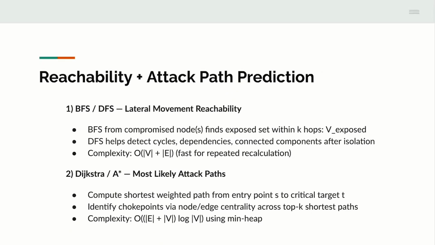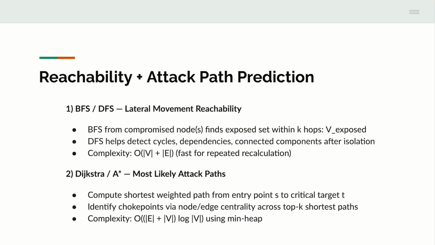For example, when services depend on each other in a chain, or when there are cyclic communication patterns after containment actions, DFS can help recompute connected components to confirm the compromised area is actually isolated. Both BFS and DFS run in O(V + E) time, which is fast enough to rerun repeatedly as telemetry updates the graph.